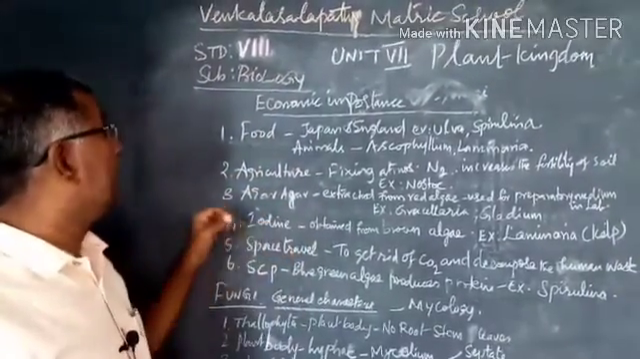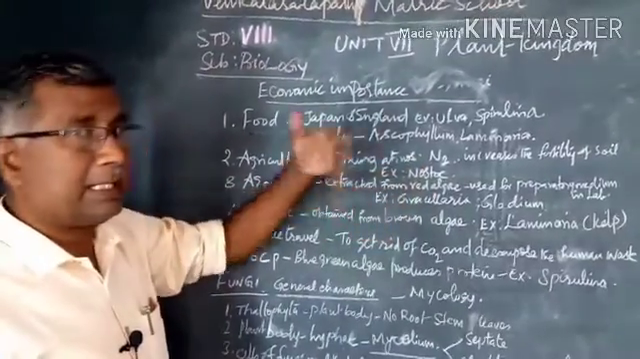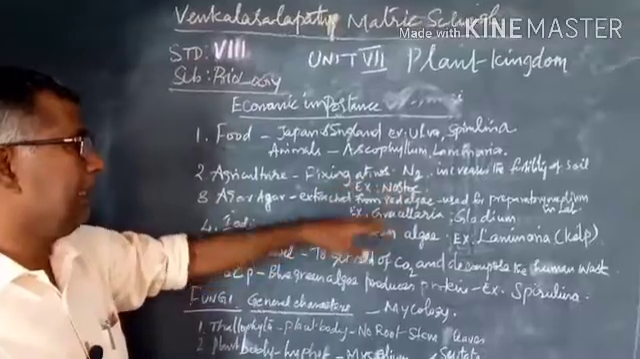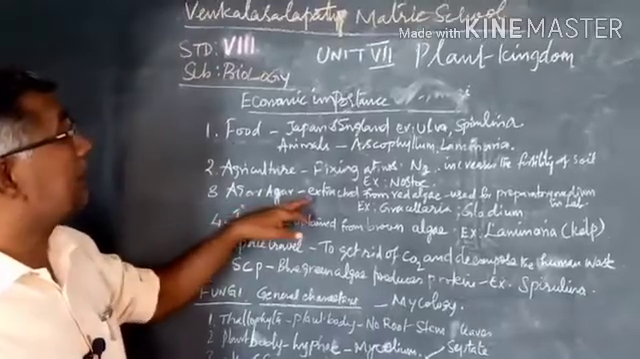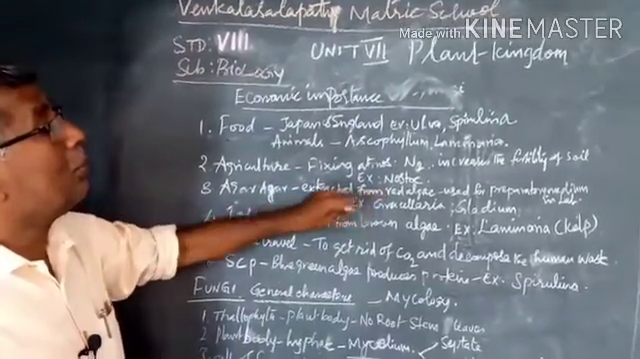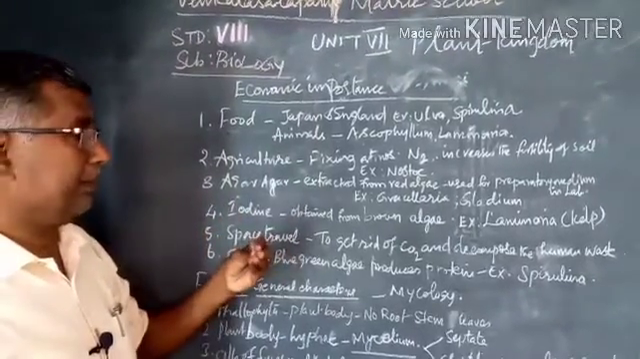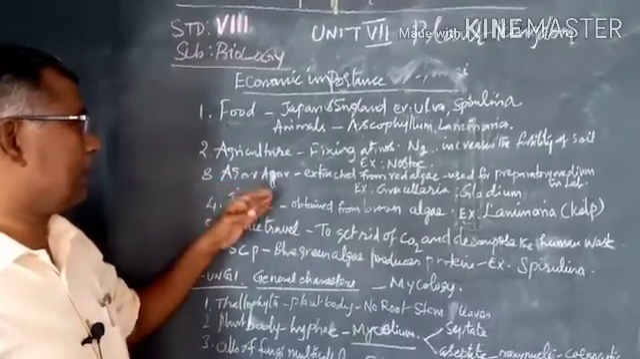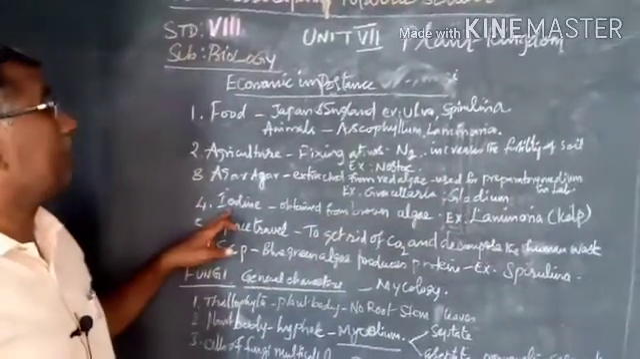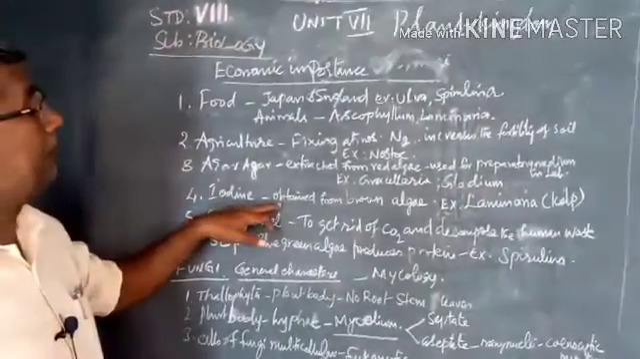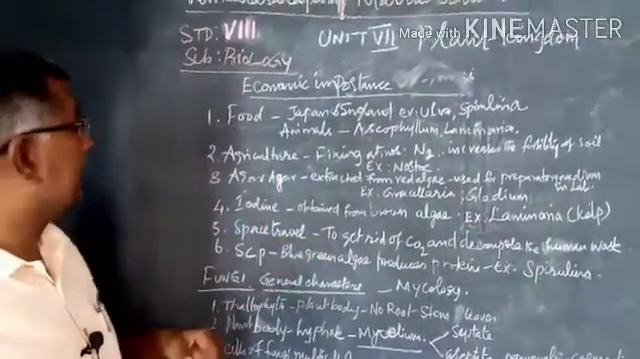The algae are used in agriculture, that is fixing the atmospheric nitrogen to increase the soil fertility. Example, you know Nostoc. Then agar-agar is extracted from red algae and used for preparation of the culture medium in laboratories. Examples are Gracilaria and Gelidium. Then iodine is obtained from brown algae, that is Laminaria.